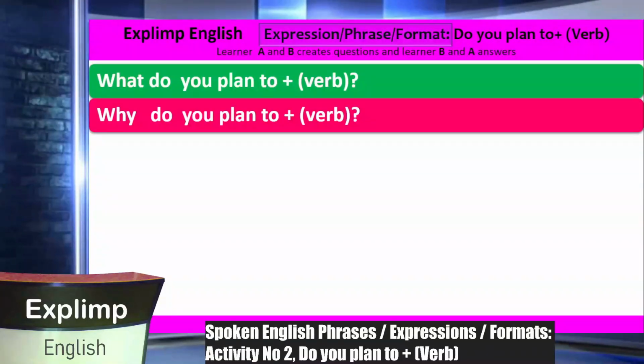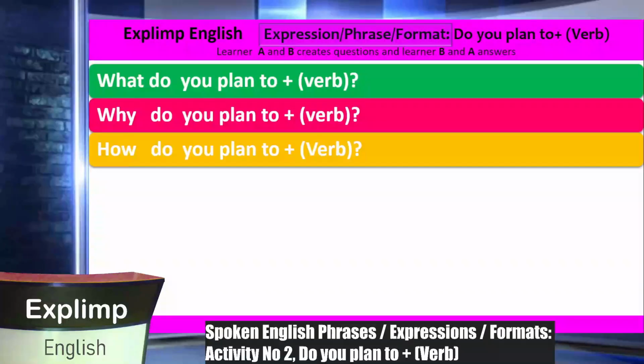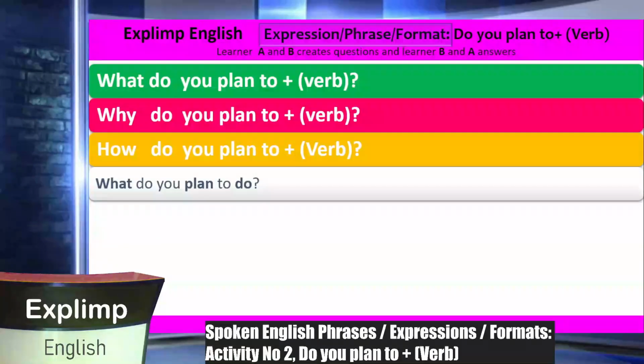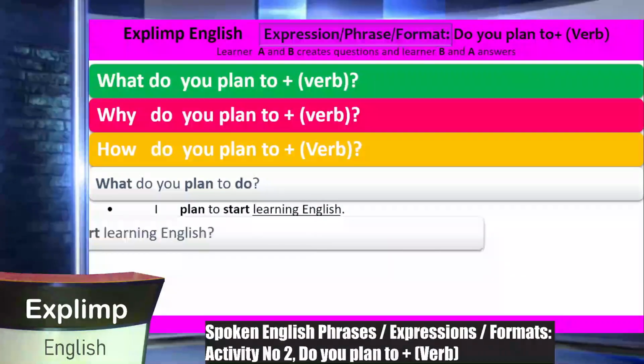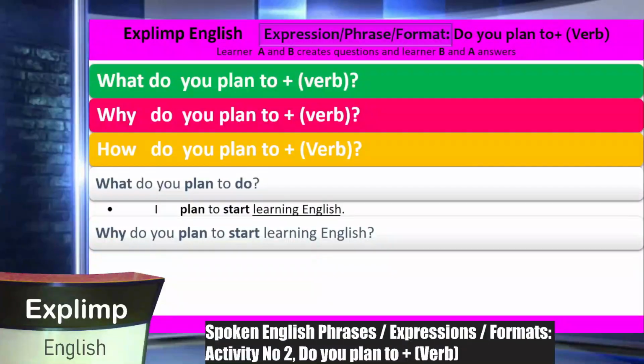Okay, so why do you plan to plus verb? And the third question along with this is how. How do you plan to do something? For example, if I ask you this question here, my first question is what do you plan to do? Maybe your answer is I plan to start learning English. So this is what you plan to do, right? But here's a question, why? What is the question? Why do you plan to start learning English? Like what is the reason?